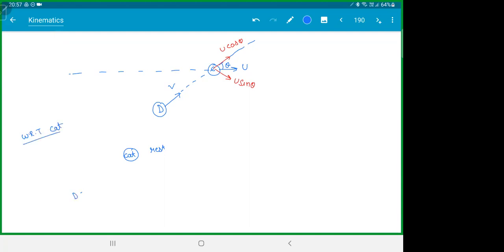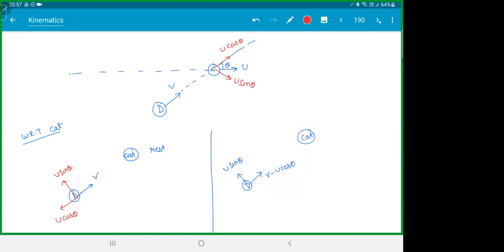Now the dog's velocity will become this way. This is v, u cos theta backward, and u sin theta this way. So this is the cat's perspective. Cat will see the dog is coming towards the cat with a speed of v minus u cos theta, and the perpendicular component is u sin theta.